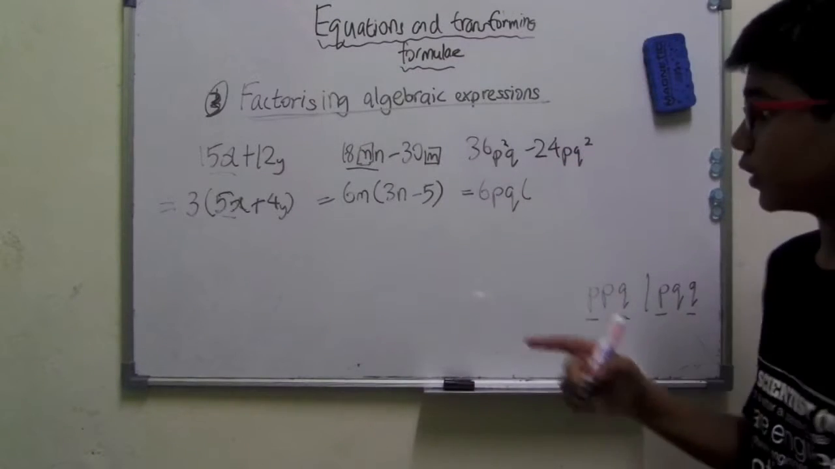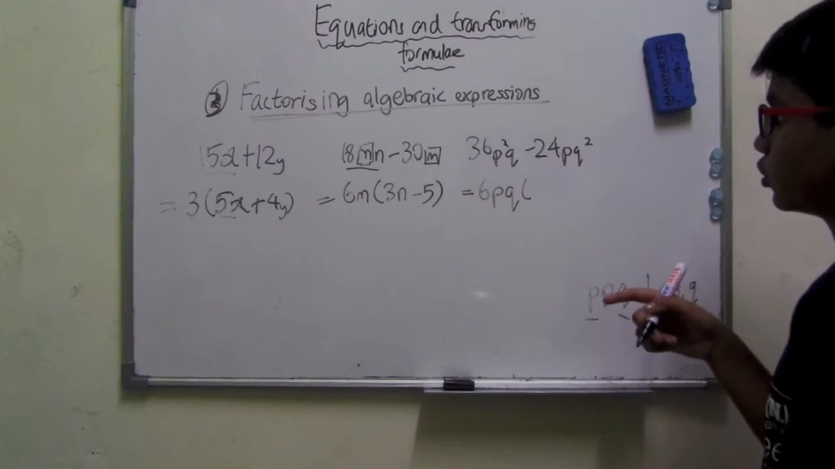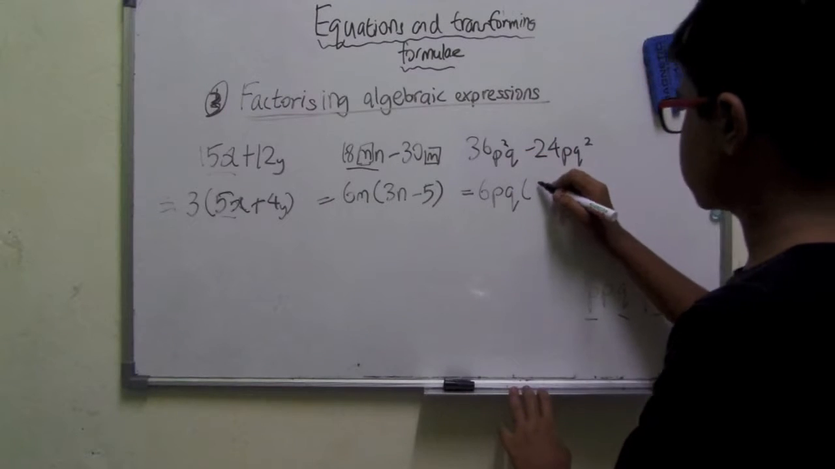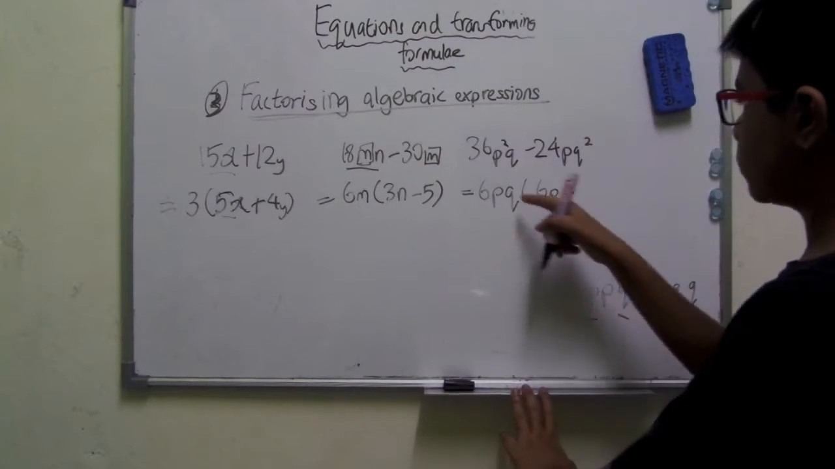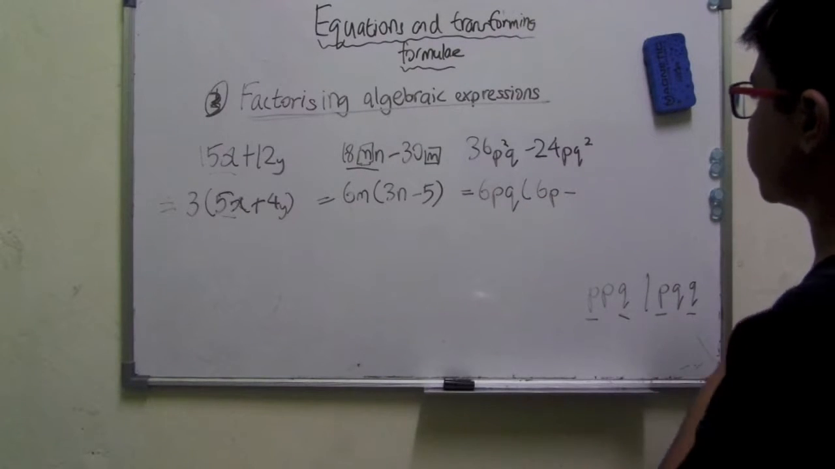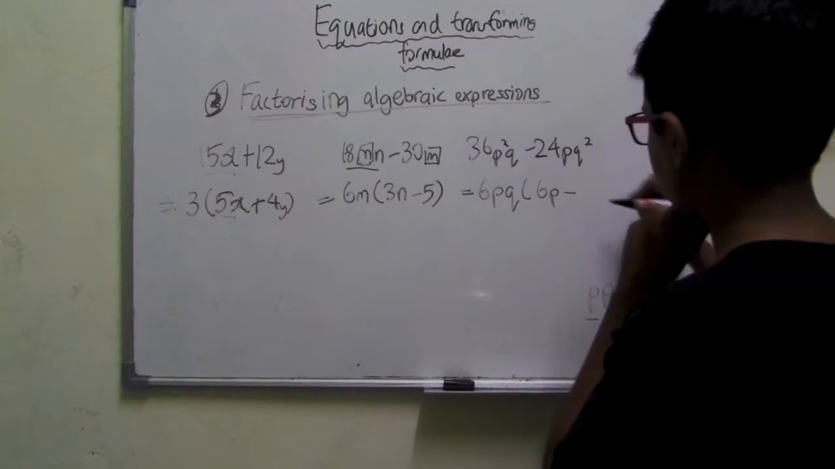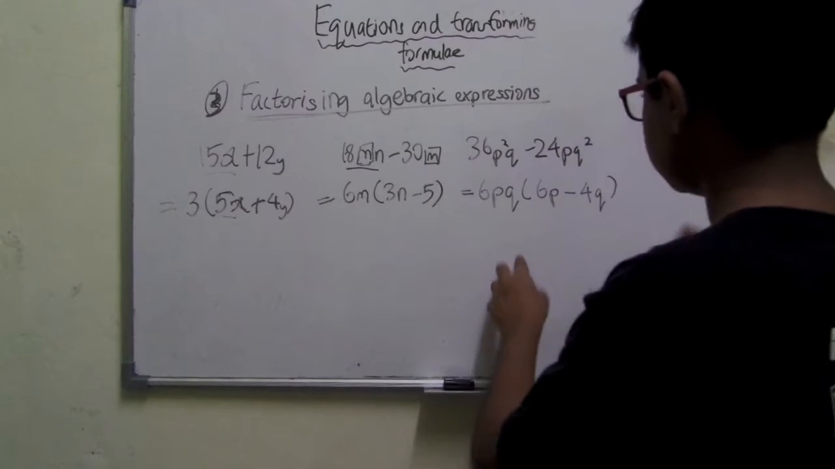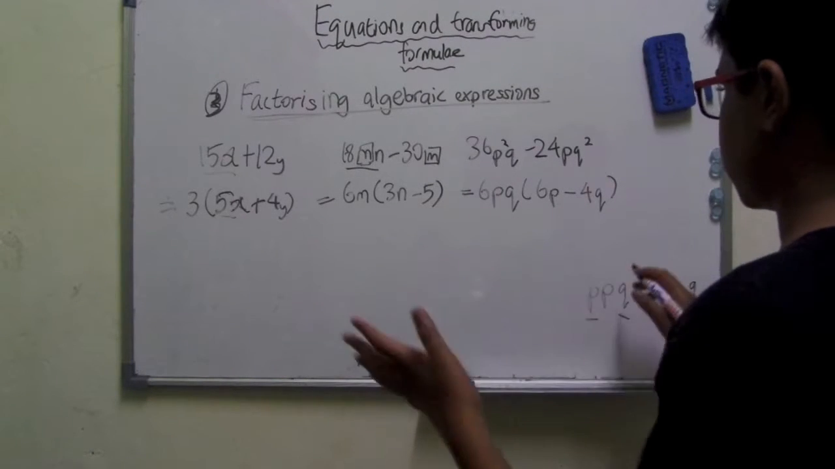So open bracket. 6PQ times what gives us 36P square Q? So 6P. 6 times 6 is 36. So 6P minus, 6PQ times what gives us negative 24PQ square? So 6 times what gives us 24? That's 4. And P stays the same, so it's another Q. Minus 24PQ square. Okay? So that's what's taken out.